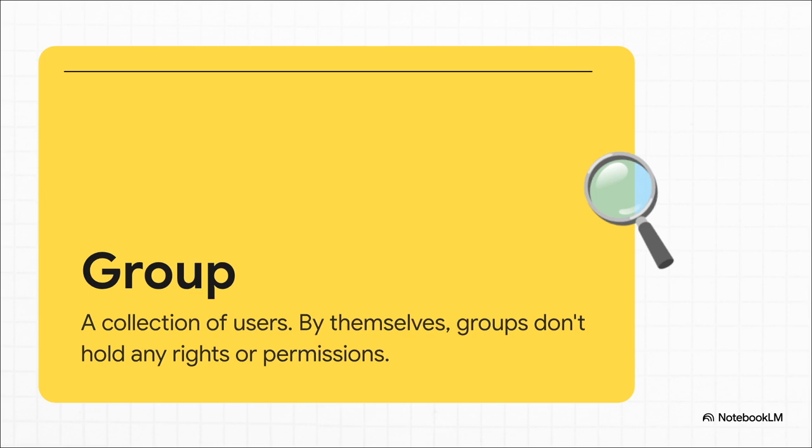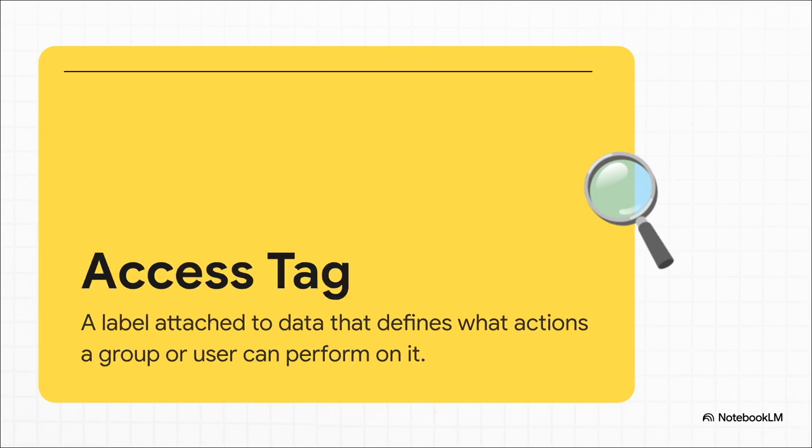So how do they get any power? Well, this is how. Through something called an access tag. This is where the magic happens. If a group is your collection of people, the access tag is the actual key that unlocks a specific door. You attach this tag to your data, then you give that tag to a group. Boom. Suddenly, everyone in that group has the key to access that specific data.